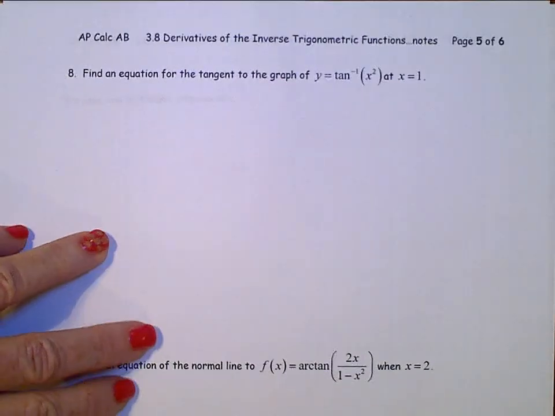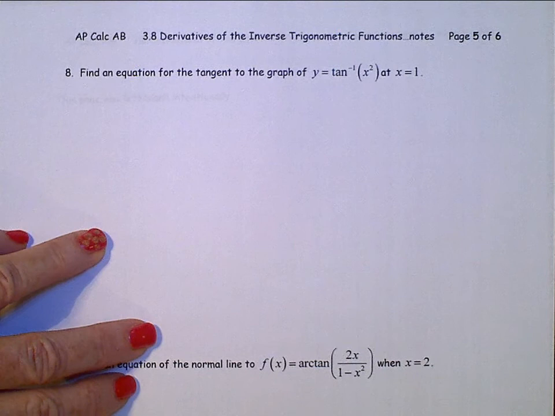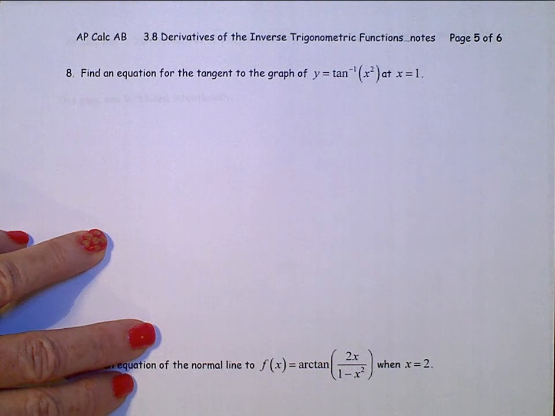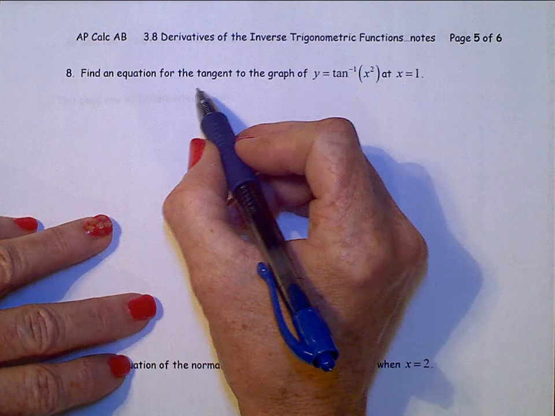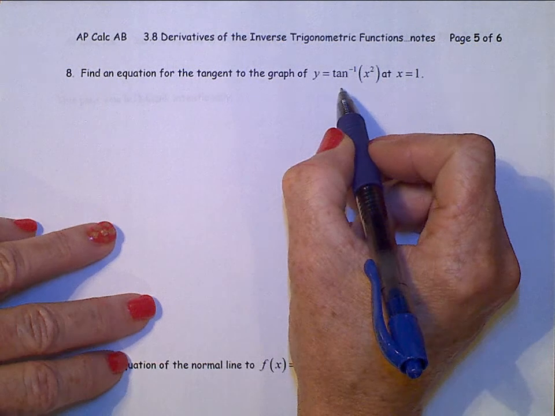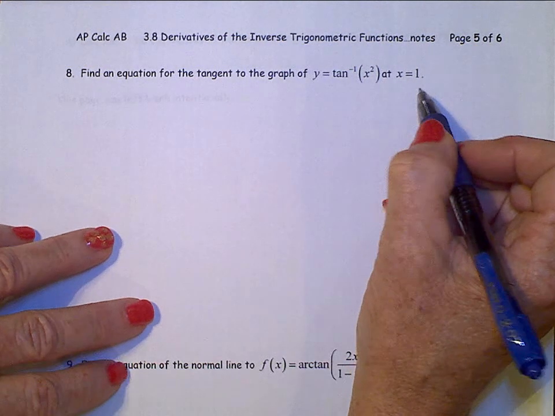Okay, this is AP Calculus, section 3.8, page 5. Just a couple of applications to the inverse trig derivatives. And we're going to start right here with: find the equation for the tangent to the graph of y equals inverse tangent of x squared at x equals 1.